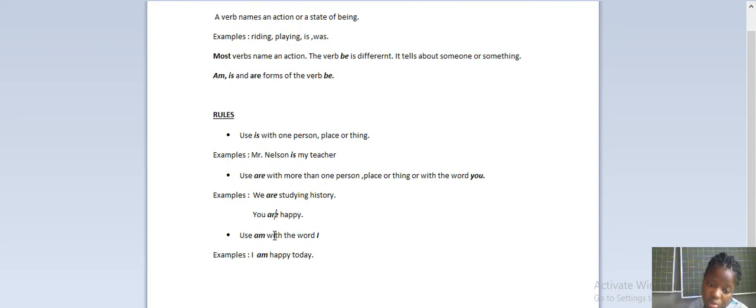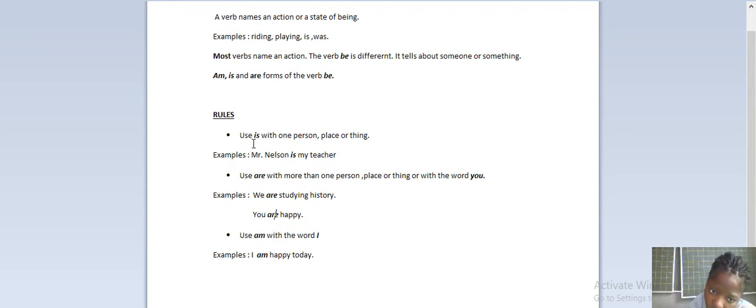The next rule is we use am with the word I. Example, I'm happy today. Very simple. Right? I am happy today. Very simple. I am. We don't say they am, she am. Am is only used with I. The pronoun I. Very simple.